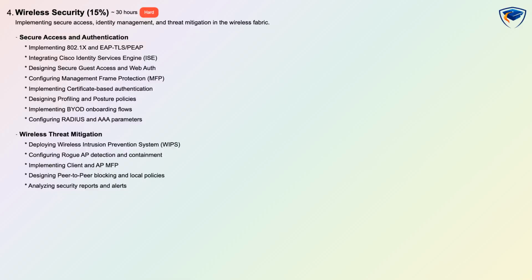Wireless security is 15% of the exam, is rated hard, and recommends about 30 hours of study with hands-on and conceptual assessments. You will study secure access and authentication including 802.1x, EAP-TLS, PEAP, certificate-based authentication and RADIUS and AAA parameters, along with integrating Cisco Identity Services Engine for profiling and posture policies.